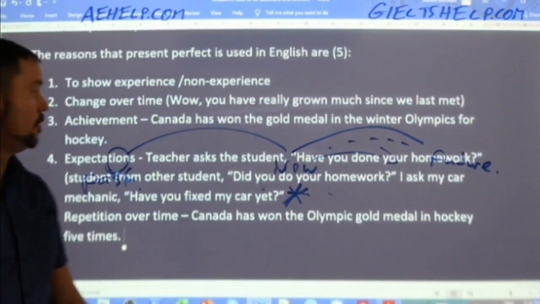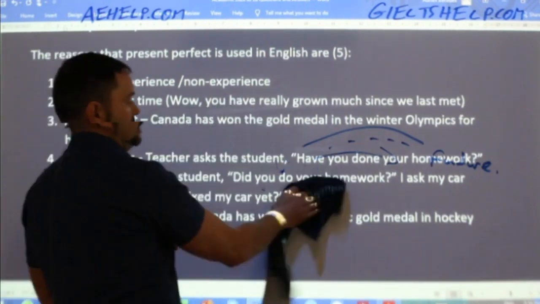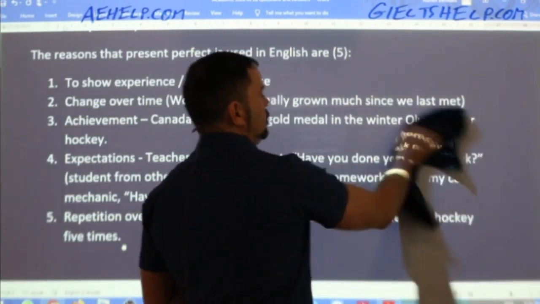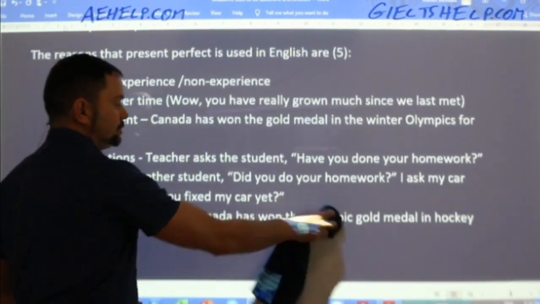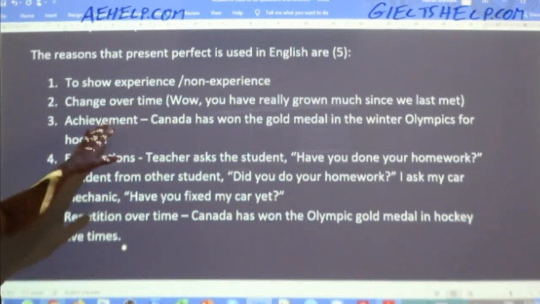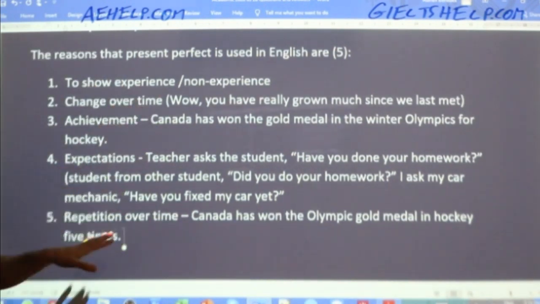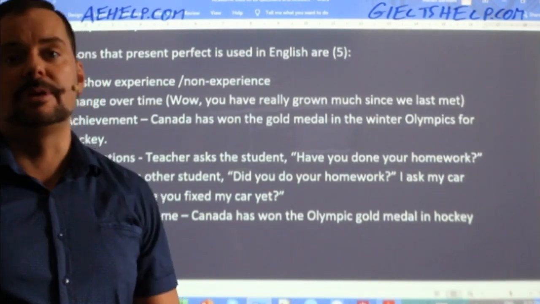Okay, so again, the 5 reasons to use present perfect in your speech or in your writing are experience, change over time, achievement, expectation, and repetition over time. That's the best way to think about present perfect.